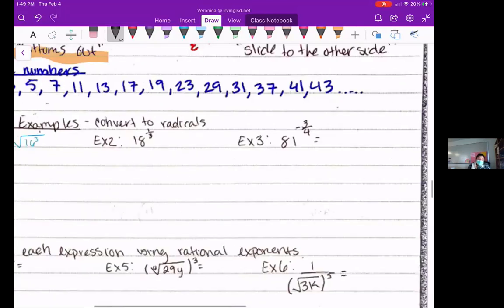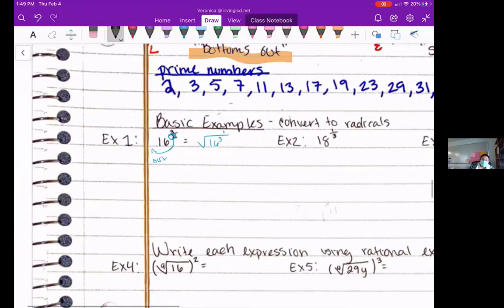So when you're looking at this one over here, going back to example 1, this is the square root of 16 cubed. Yes, I could do 16 times 16 times 16, but I already see the power of 3, so I'm just gonna simplify it by writing the square root of 16 times 16 times 16.